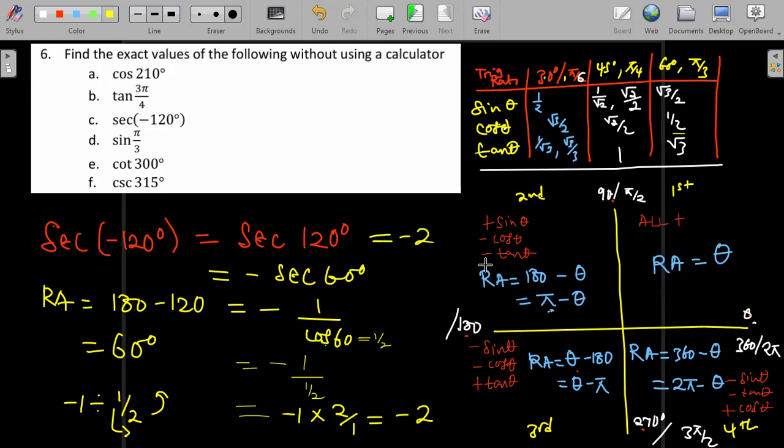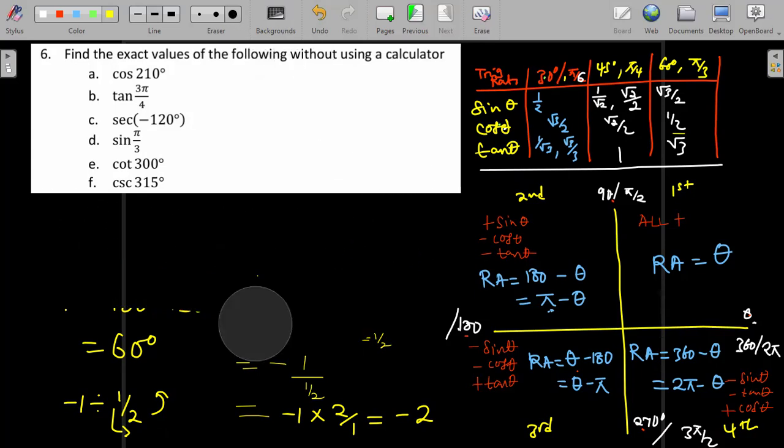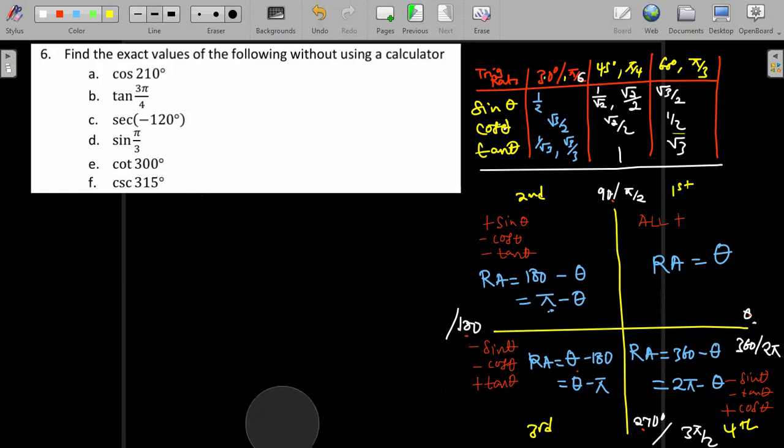So you see, I'm not using any calculator, but I'm still able to evaluate these trig ratios. So you have to know the quadrants and the special angles. Lastly, how to find the reference angle.